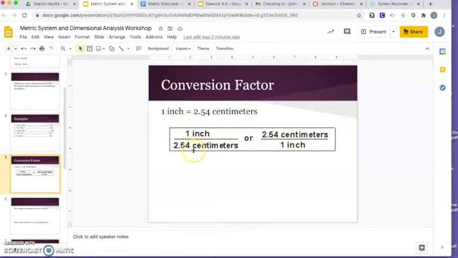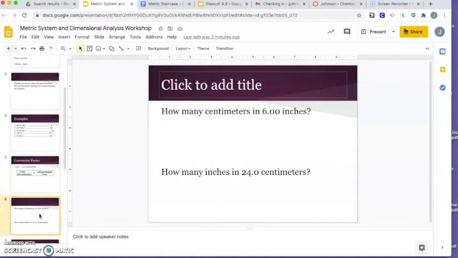So when we use conversion factors, we're using equalities. And in math, all we do with those is multiply by 1. And I'm going to show you how it's done. But there's our conversion factor. The first two conversions we're going to do are how many centimeters in 6 inches and how many inches in 24 centimeters. Do it now.